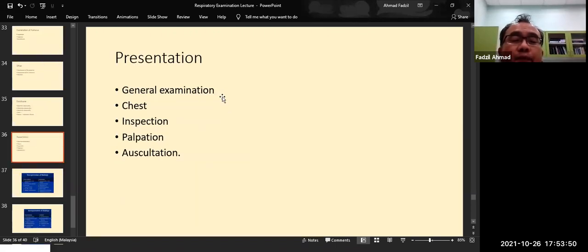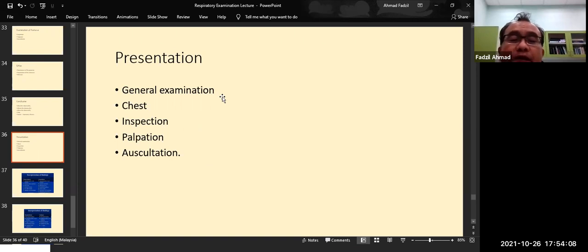And then presentation, very important. No point being able to do the examination if you cannot tell us your findings. Presentation is practice. The more you practice, the better you are.